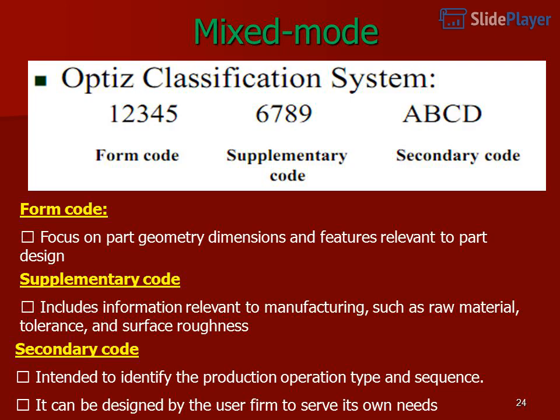Mixed mode. Form code: focus on part geometry, dimensions and features relevant to part design. Supplementary code: includes information relevant to manufacturing, such as raw material, tolerance, and surface roughness. Secondary code: intended to identify the production operation type and sequence. It can be designed by the user firm to serve its own needs.